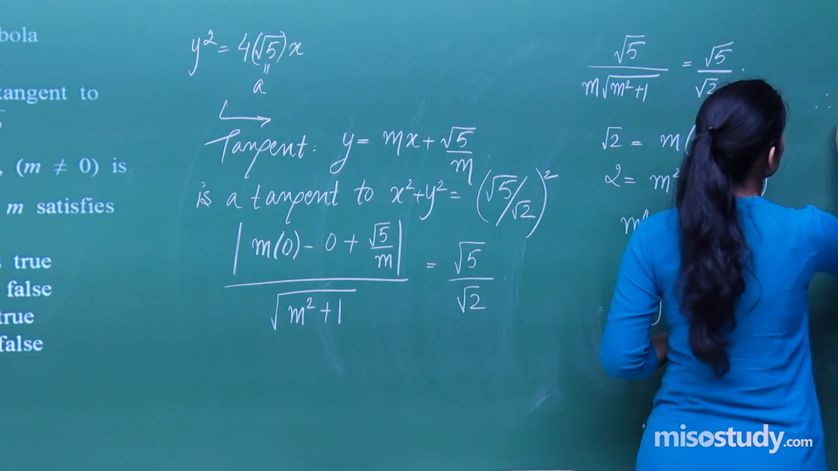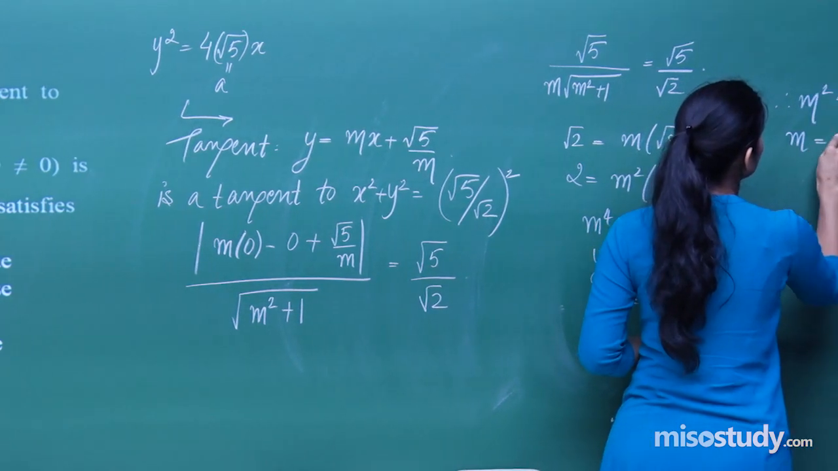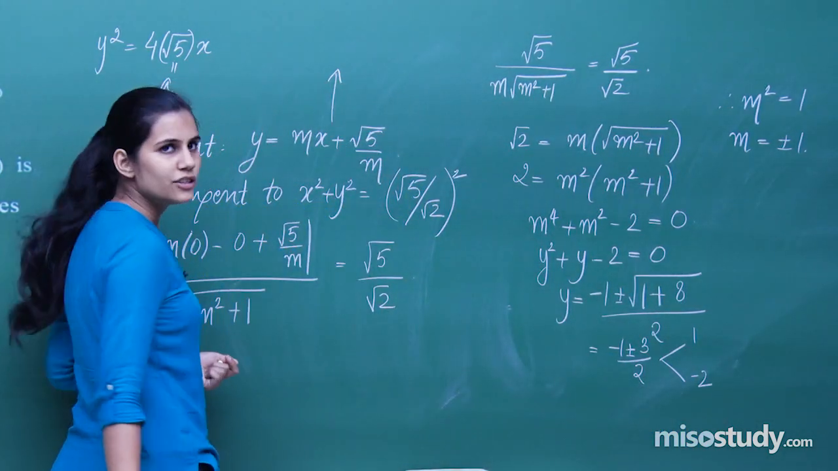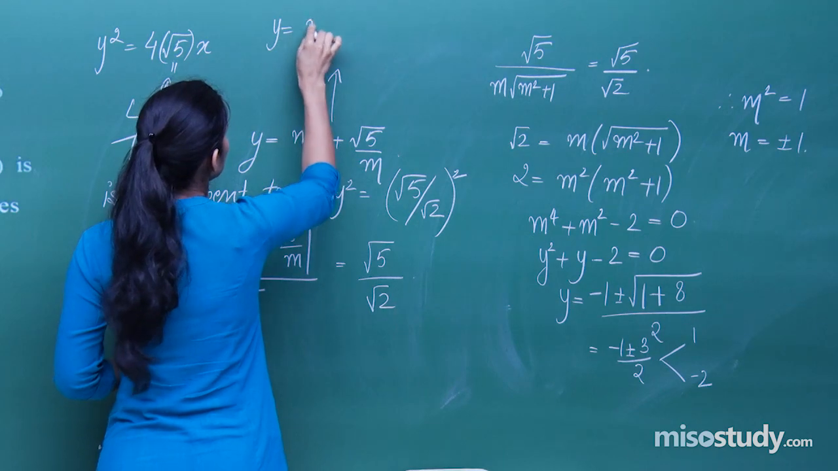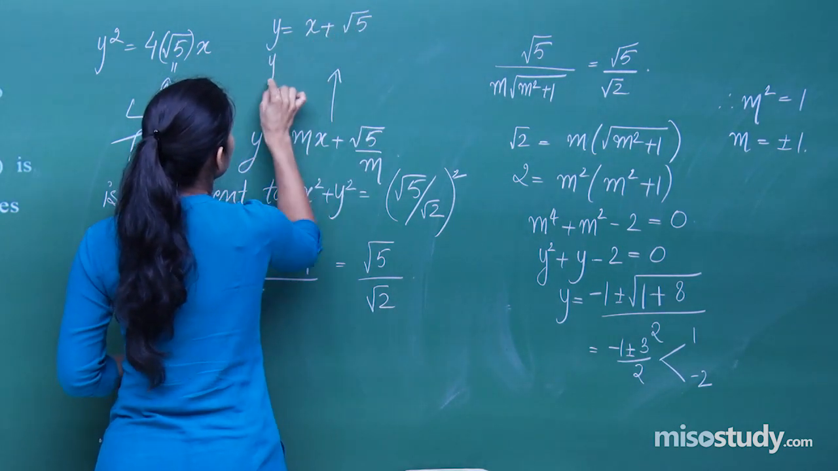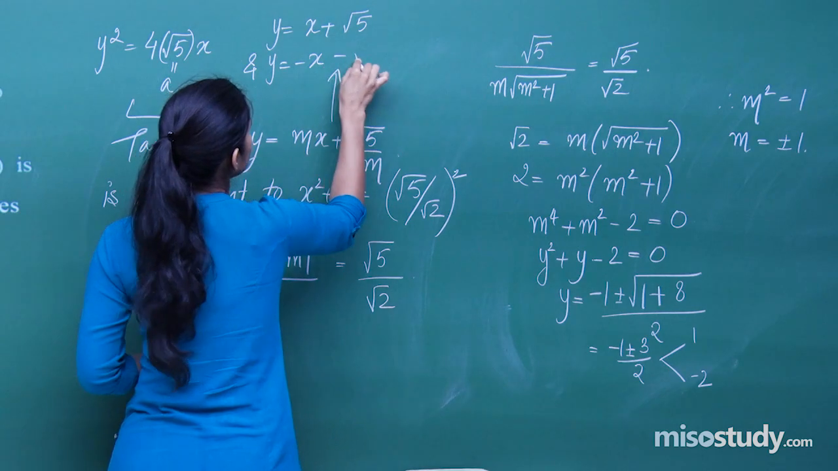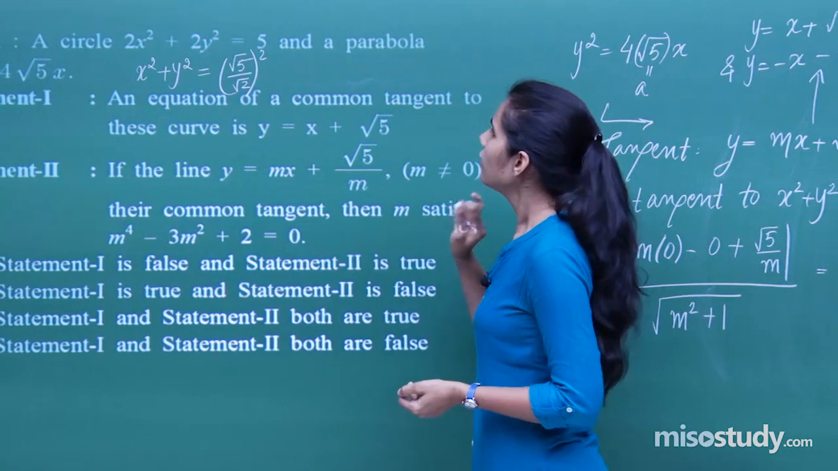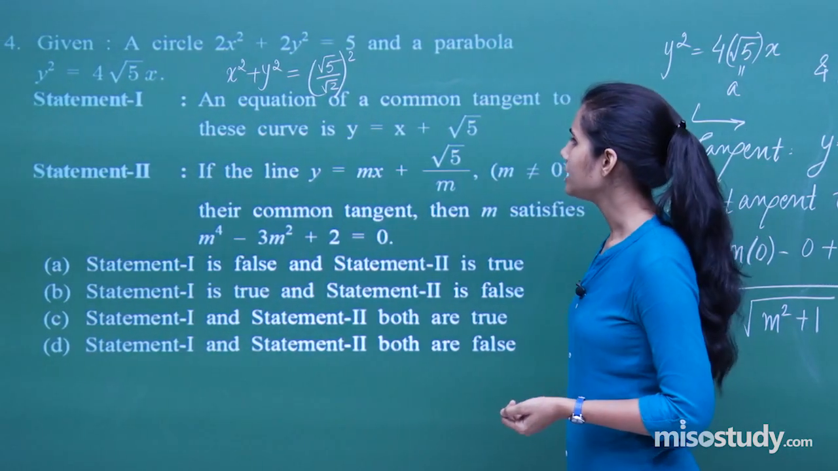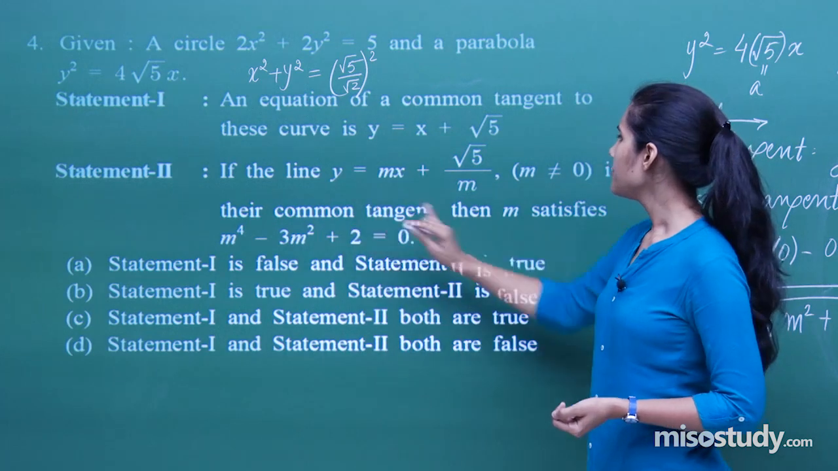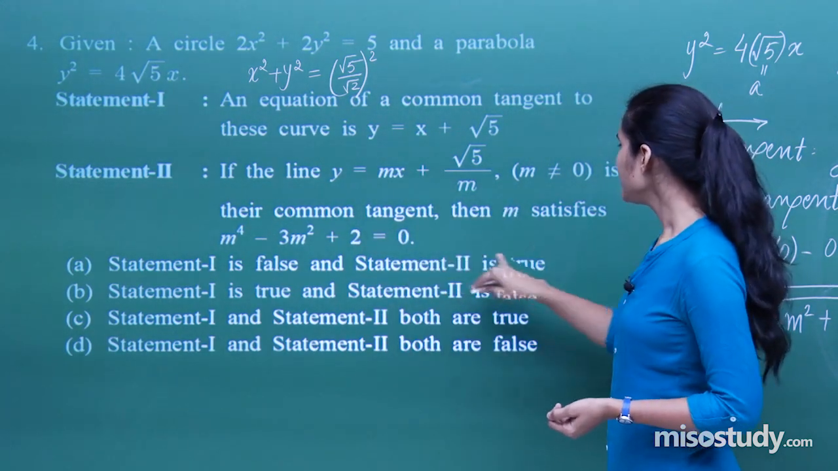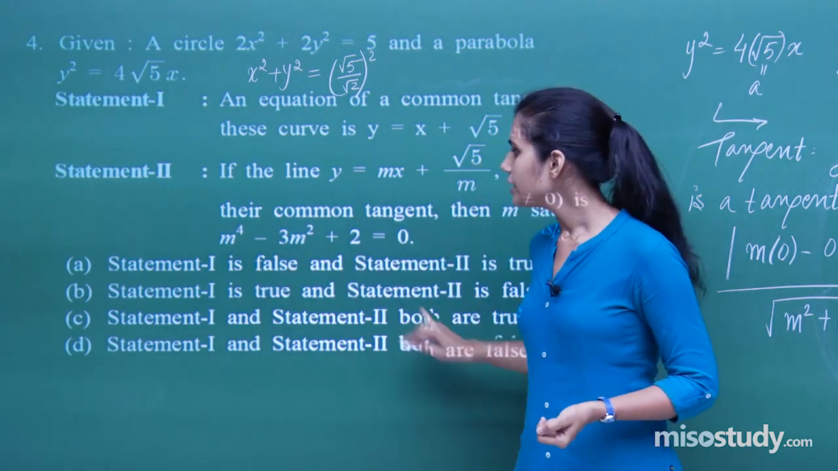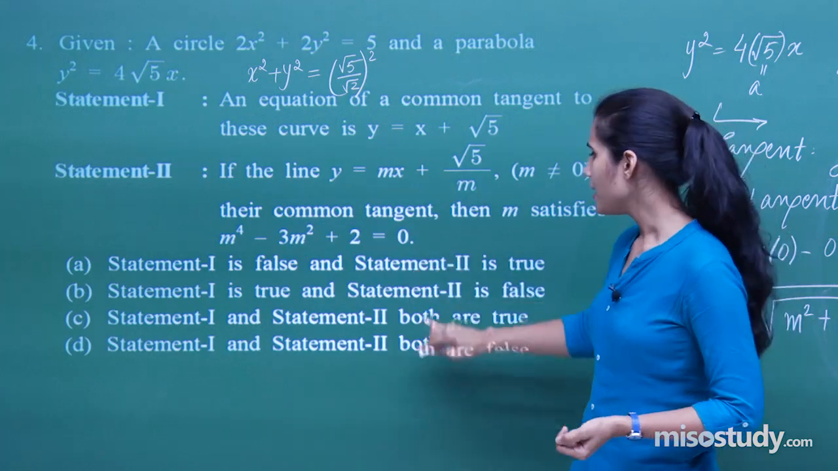So therefore you get m square is 1, and therefore m is plus minus 1. If m is plus minus 1, the equation of common tangent is going to be y equals x plus root 5 and y equals minus x minus root 5. So yes, y equals x plus root 5 is one of the equations of common tangent to the parabola and the circle. And also y equals mx plus root 5 by m is their common tangent, then m is going to satisfy this equation. So yes, m is plus or minus 1, which definitely satisfies this equation, and therefore both are true.